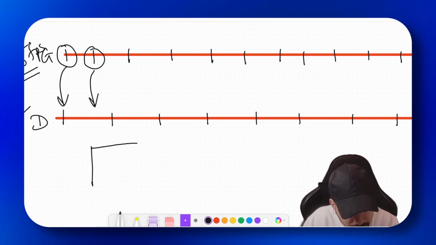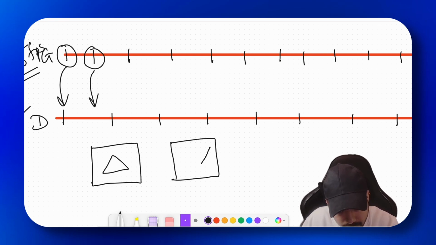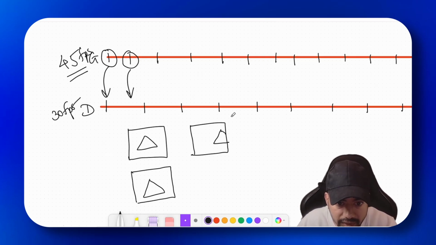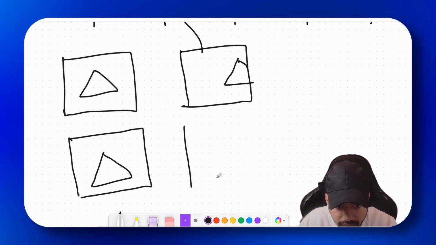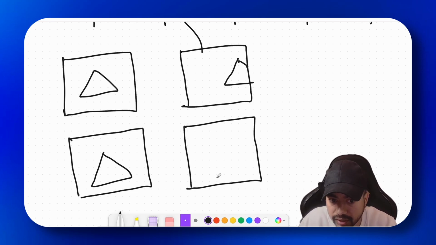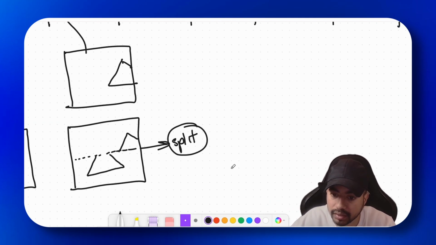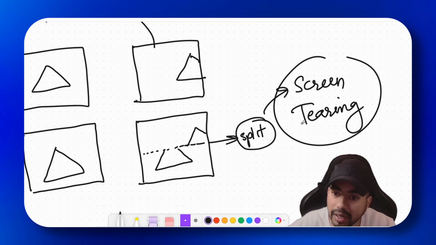In this case, let's say the first game frame looks like this. The second game frame looks like this. So you have a triangle that is moved, right? On the display side, the first frame is displayed as it is. But since this second frame comes in the middle of the refresh cycle of the display, what will happen is on the display side, the GPU would start rendering the second frame in a scanline order, which would lead to half of the frame being rendered like this and the other half being rendered like this. There would be a split here. And this split is known as screen tearing, right? So this is the issue that Vsync is trying to solve.